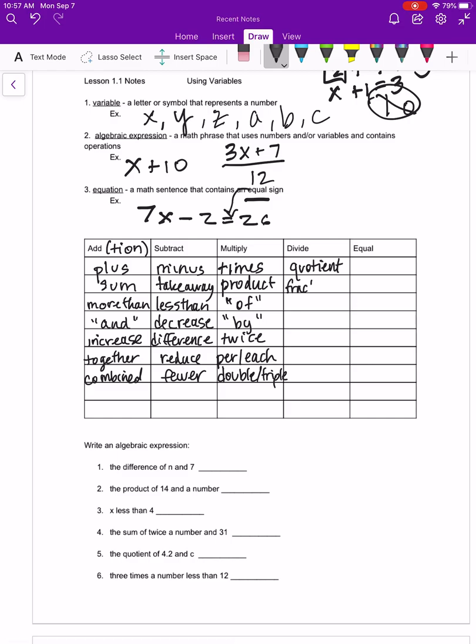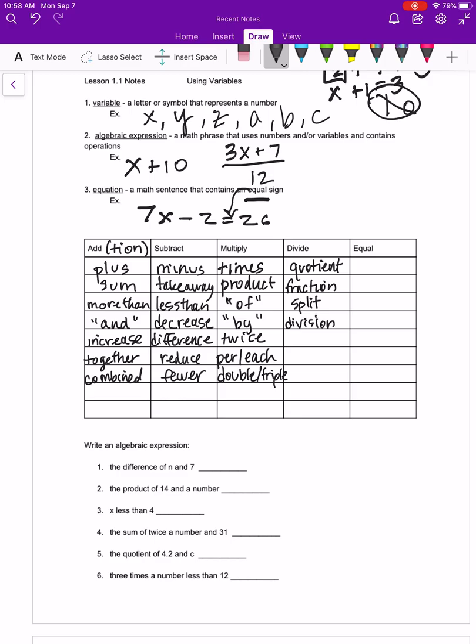Please realize that a fraction is division. If you remember back up here, I said 3x plus 7 divided by 12. But doesn't that look like a fraction? It does. And so I replaced that fraction bar with the word divide because I know a fraction bar means divide. Maybe you're going to split something in 2. That could mean division.